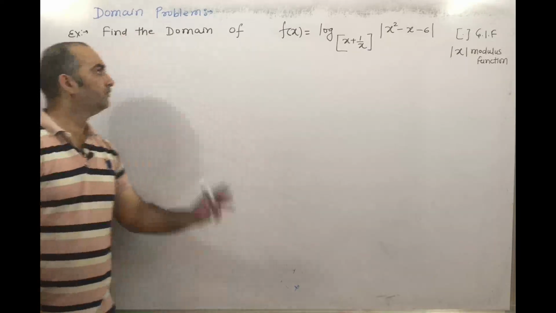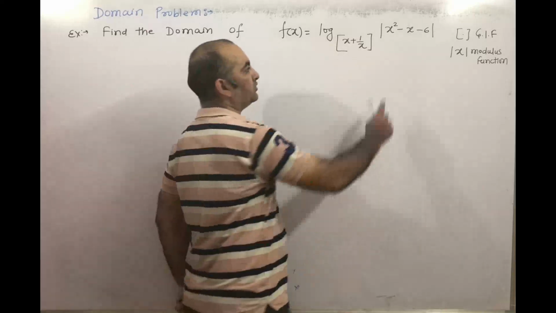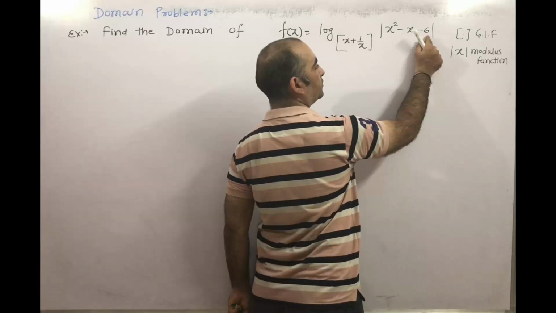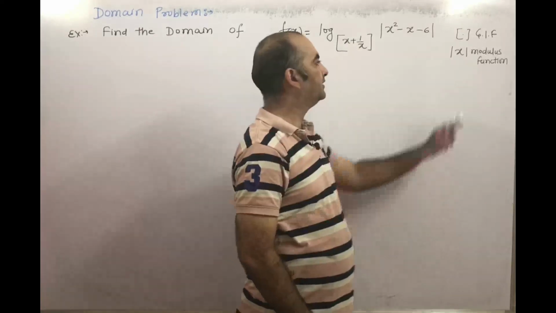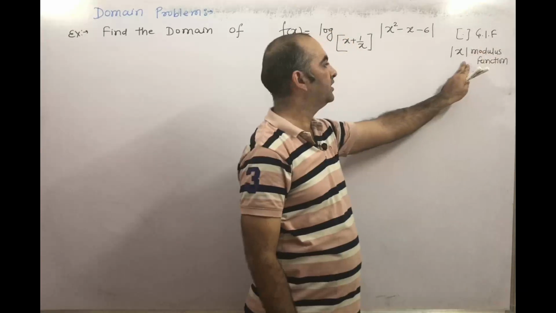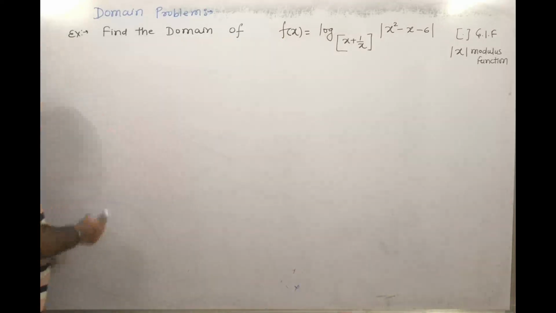Next problem is, find the domain of f(x) equal to log of modulus of x square minus x minus 6 to the base greatest integer of x plus 1 by x, where this denotes the greatest integer function and this is the modulus function. So we have to find the domain of this one. Now solution.